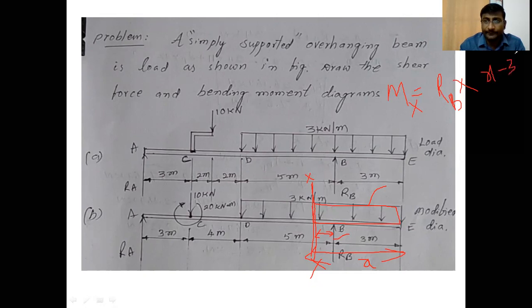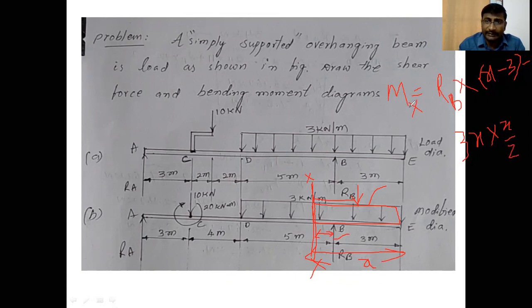RB into (x minus 3), minus, because the UDL acts in the downward direction, which develops a clockwise couple. The UDL value is 3 kilonewton per meter, spreading over a distance x. So 3x is the load acting downwards, and it acts at the center, that means x by 2. Clear, students? The total x distance we are considering on the right side is concentrated at a distance of x by 2. So into x by 2.